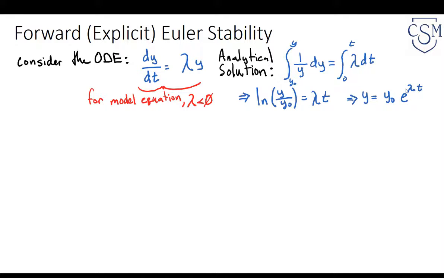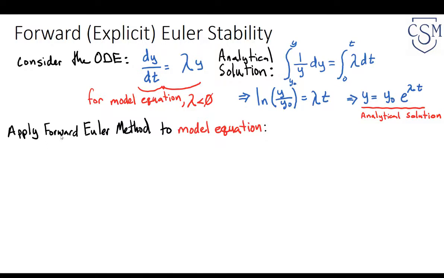Now, for our model equation, since lambda is negative, we see that this is an exponentially decreasing function. So it is getting smaller with respect to t. This is our analytical solution. So this is the exact solution. Let's apply the forward Euler method to this model equation to see how the stability for this method is. The forward Euler method would say that y of t_i plus 1 is equal to y of t_i plus delta t times y prime of t_i.